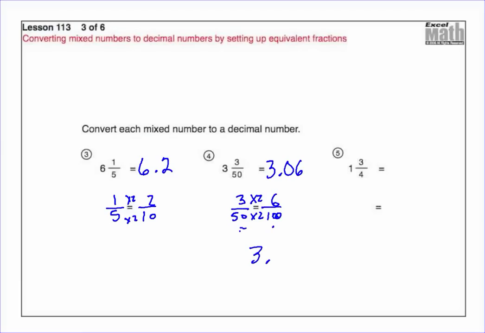If you wrote 3.6, then you got that wrong. That's 3 and 6 tenths, not 6 hundredths. All right, pause the video if you haven't done that already, and do number 5, and then turn it back on when you're ready for the solution.